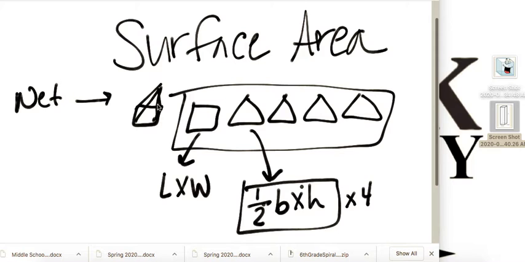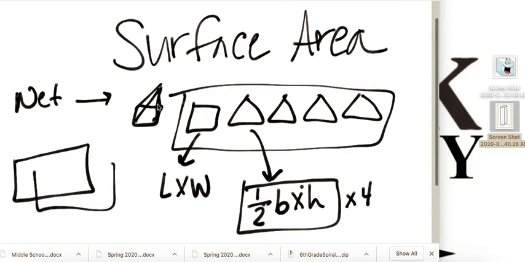But lots of times when they present it to you, it'll look like this. They might do a rectangular prism like this.